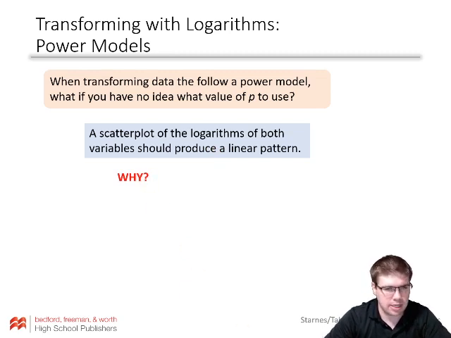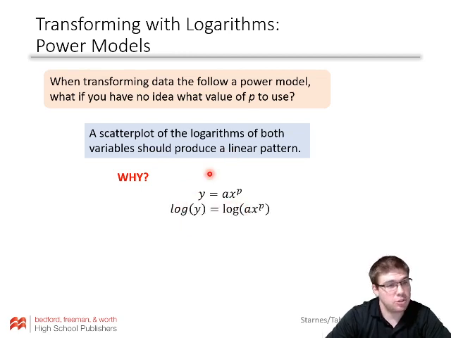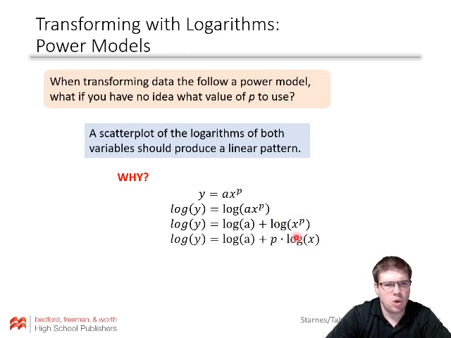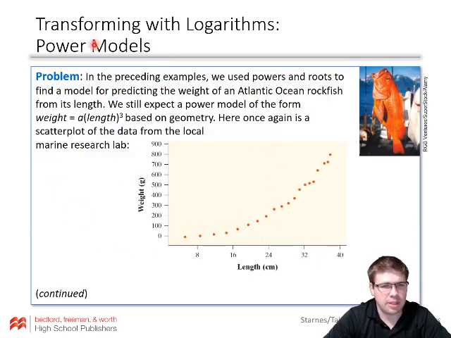And this is because if we take the original power function, and if we take the logarithm of both sides, which would still be true, then we can use some logarithm rules here. We can split this up into log a plus log x to the p, and then there's this rule where we can bring that p out front. What we end up with here is a linear relationship between log x, p is just a constant, log a is a constant, and log y. And so if you do that with this data, we'll end up with a linear relationship.